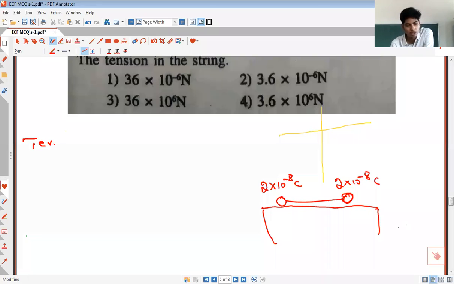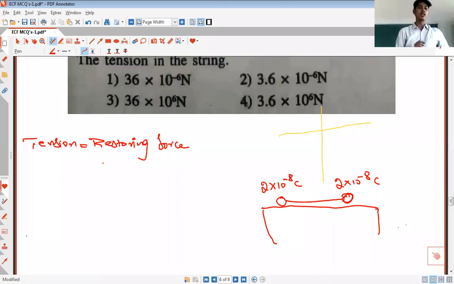You must remember, tension is nothing but the restoring force developed in the string. See, try to understand why tension is developed in the string. A string ಒಳಗೆ ಯಾಕೆ tension develop ಆಗ್ತದೆ ನೋಡ್ರಿ.